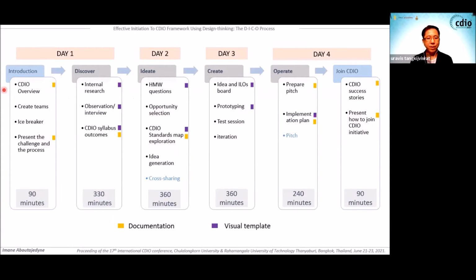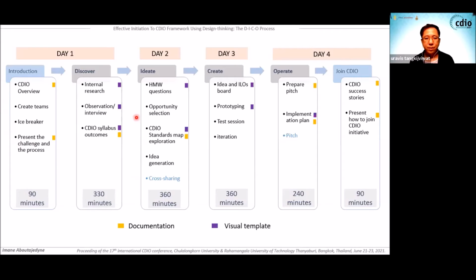So teams of educators will be introduced to the CDIO framework, and they will work in teams, and they also need to know what the challenge is. And after that, in the discover phase, they need to do internal research to understand the problem at the student and institutional level. And after that, they are given the syllabus in order to select the intended learning outcomes depending on the identified need from the research.